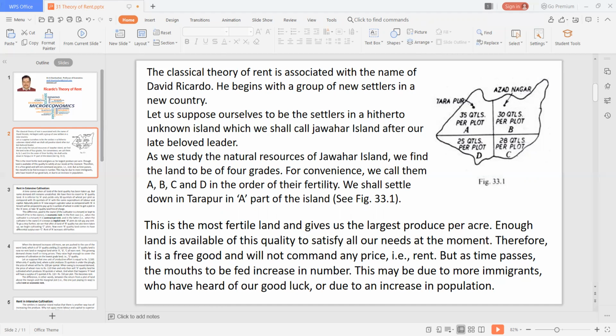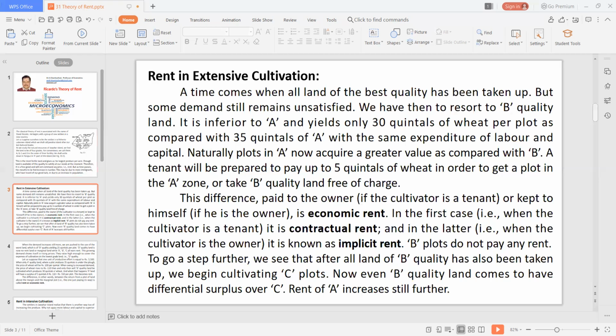But as time passes, the numbers will increase. This may be due to more immigrants. More people start coming there, having heard about the good luck. So due to the increase in population, the density of population keeps on increasing. At that situation, a time comes when all land of the best quality has been taken up, but some demand still remains unsatisfied because the demand keeps on increasing as the population increases. So then we have to move to B quality land.